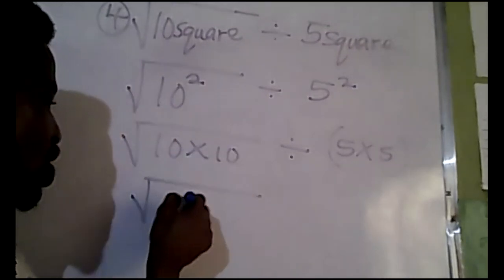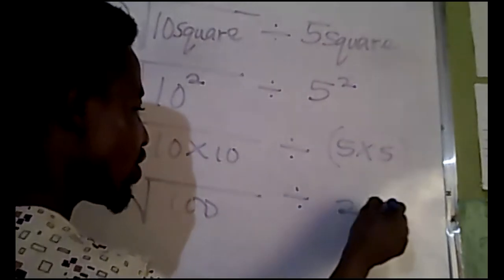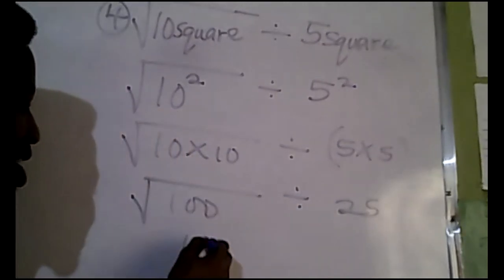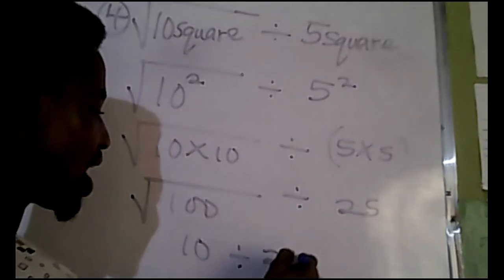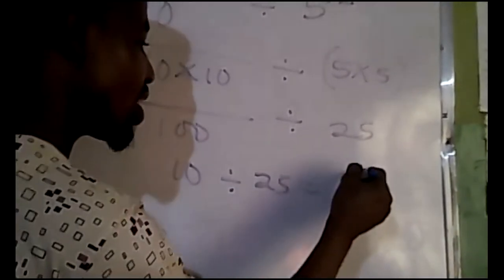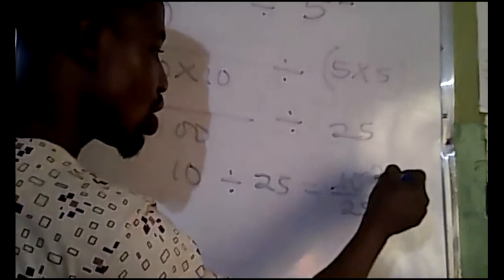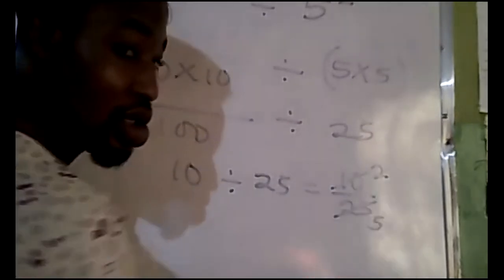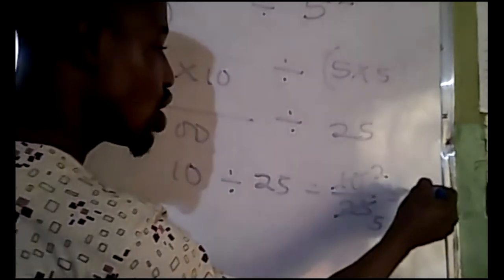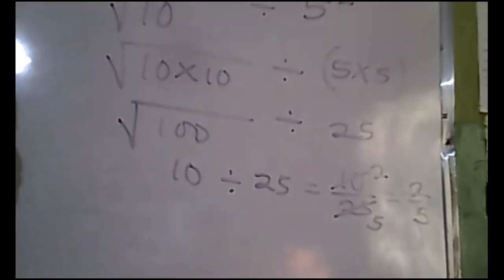So 10 times 10 is 100, and 5 times 5 is 25. The square root of 100 is 10, divided by 25. Let me write it as a fraction so you can see how this is done. So we can say 10 over 25. First of all, reduce it to the lowest term. 5 here gives you 2, 5 here gives you 5. Can you see? So you have 2 over 5. Your answer is 2 over 5.